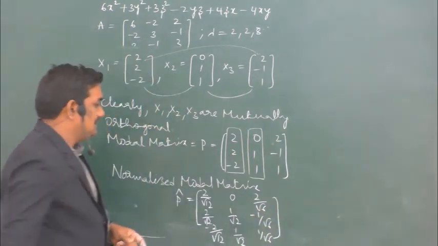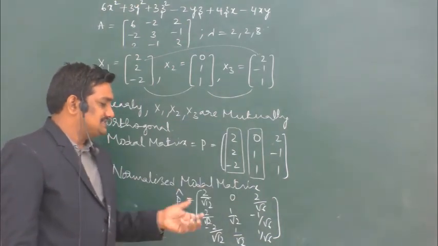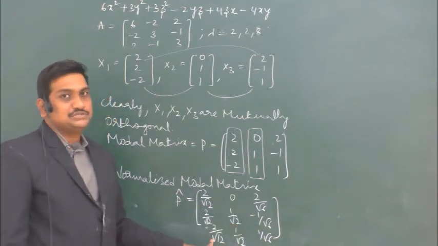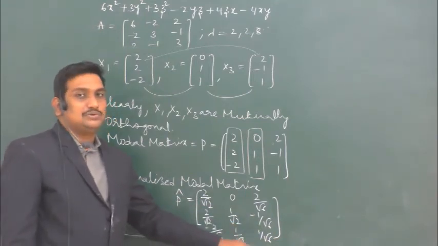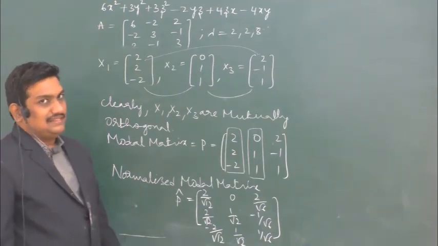Okay, so P cap is equal to 2 by root 12, 0, 2 by root 6; 2 by root 12, 1 by root 2, minus 1 by root 6; and minus 2 by root 12, 1 by root 2, 1 by root 6. Just divide each column by its length.